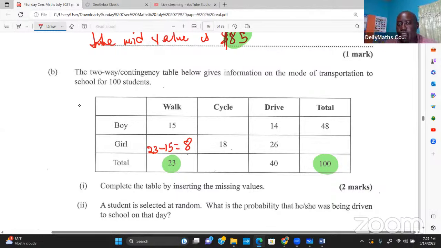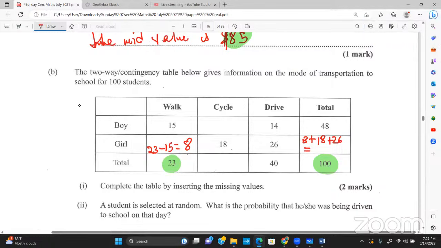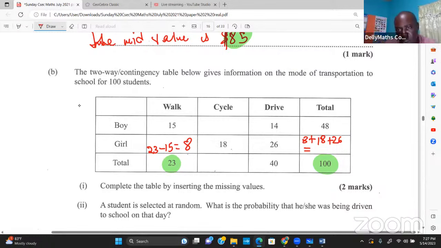And then you could look straight across. We're talking about what could be the total there, adding up everything in that row. We're just filling out as we go, right? So you could say 8 plus 18 plus 26. What's the total? 52. Exactly. So this is 52.